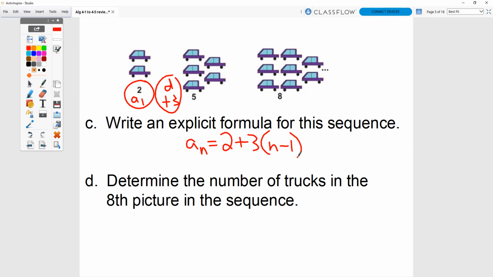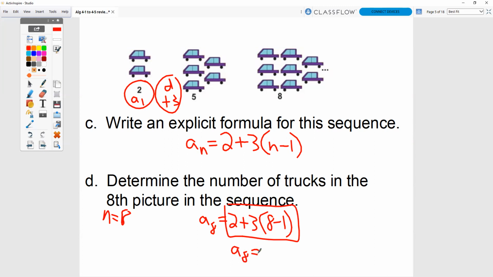Determine how many would be in the 8th picture. So n equals 8. So a sub 8, that's hard to say, equals 2 plus 3 times 8 minus 1. Type this right into the calculator, and you get that the 8th term in the sequence is 23.